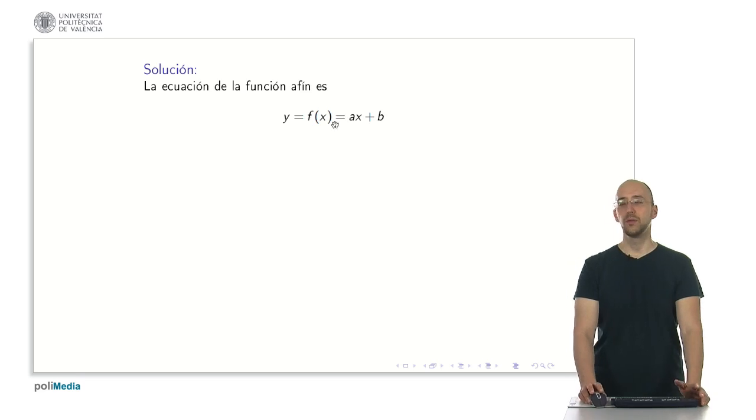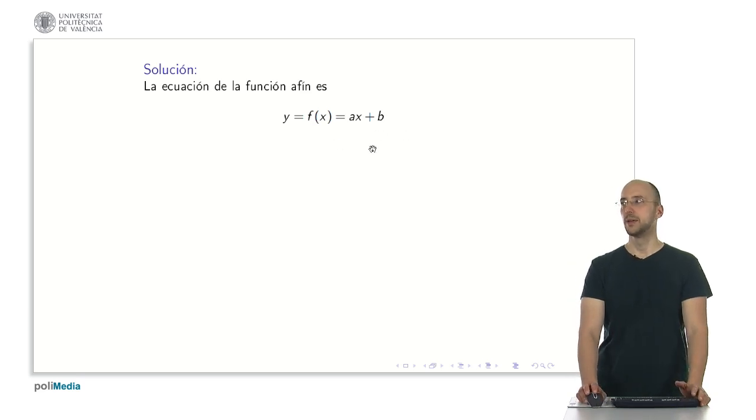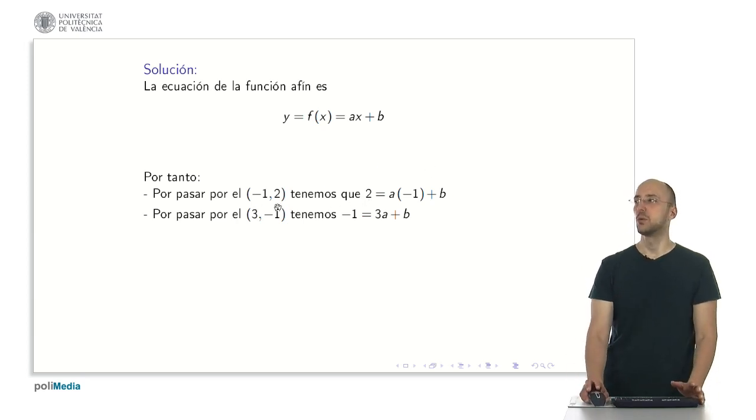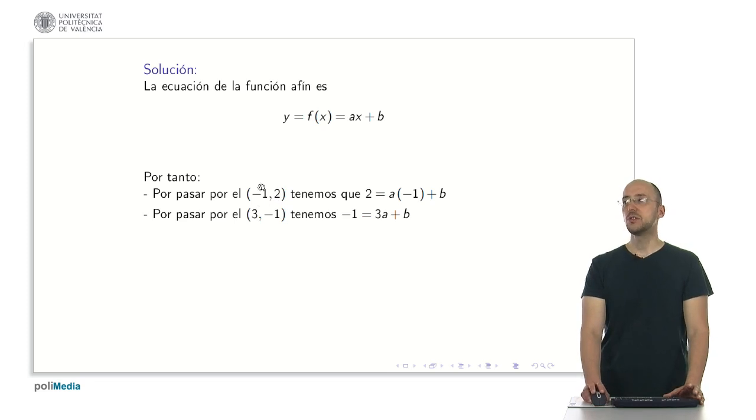The equation of an affine function is y equal to ax plus b. If it goes through the point (-1, 2), we have that this equality is fulfilled. But where does this equality come from? We're going to go a few seconds back. These are the coordinates of a point. This is the component x and this is the component y. Therefore, in the affine function that you have here, what we actually do is replace the y by 2 and the x by minus 1, forcing this function to pass through the point (-1, 2). Do you see? We have 2, which equals the y, equal to a times the x, which is minus 1, plus b.